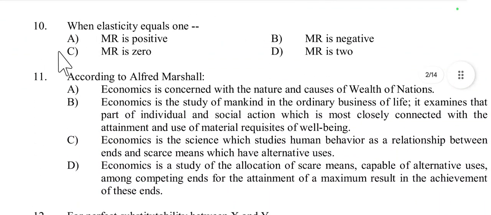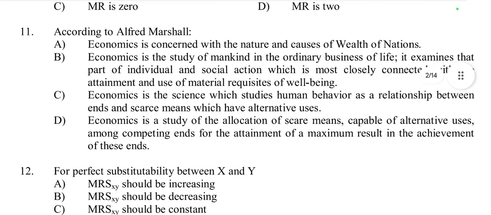Then question number 10: when elasticity equals 1, then MR is positive, negative, 0 or 2? When elasticity is equal to 1, then marginal revenue is 0, because this indicates that a change in price doesn't affect total revenue. The increase in revenue from selling an additional unit is exactly offset by the decrease in revenue from lowering the price. So here MR is 0 when elasticity is equal to 1.